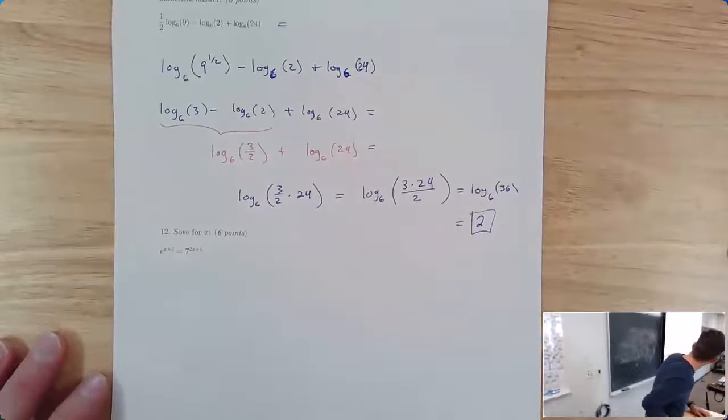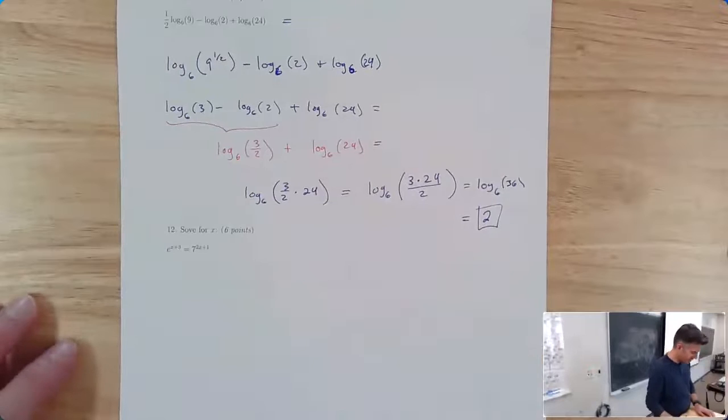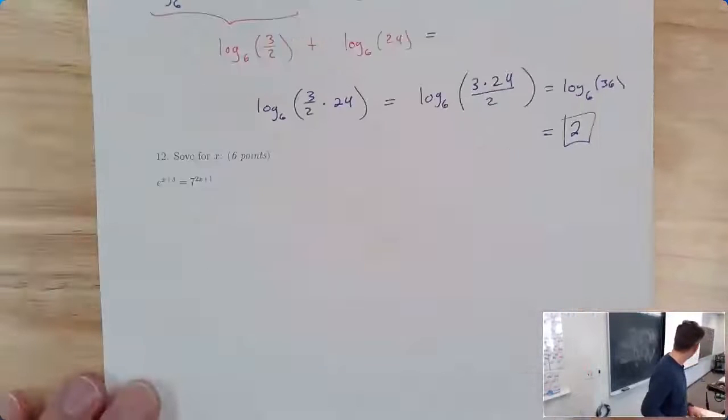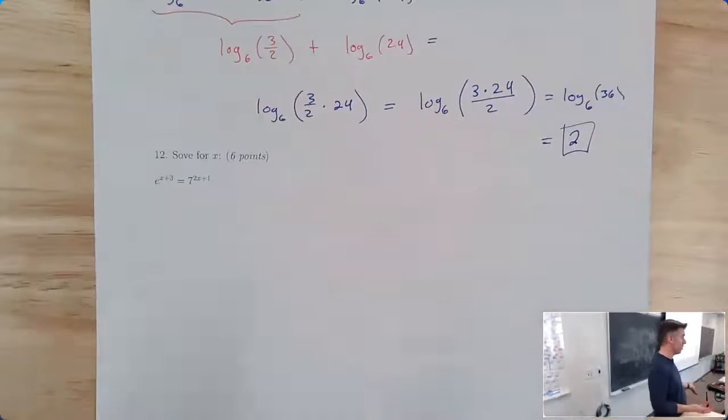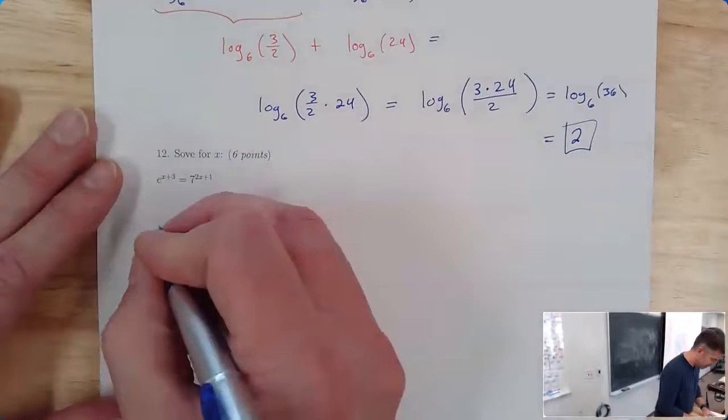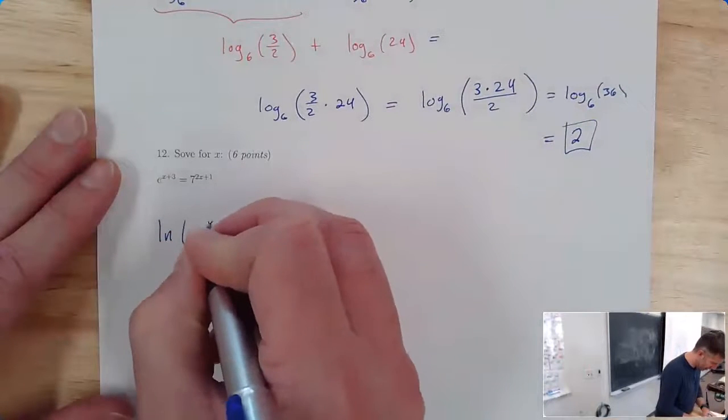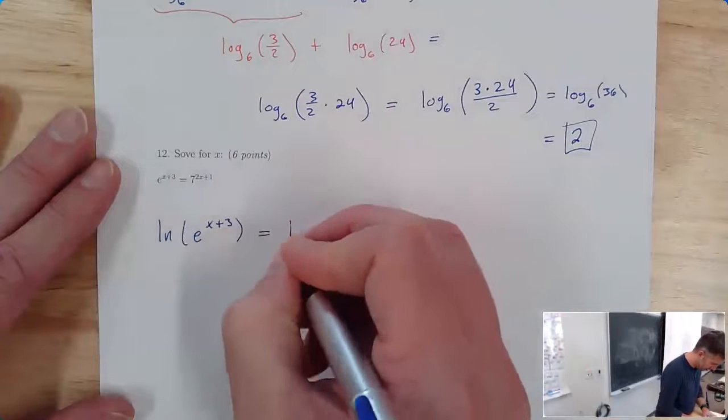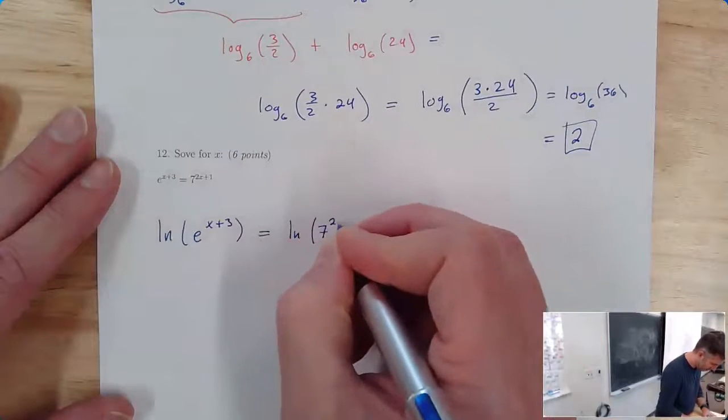Solve for x. I've got e to the x plus 3 equals 7 to the 2x plus 1. And so seeing that I have an e to the something, it is definitely a good idea to use the natural log. You can certainly use a different logarithm, but it is generally the nicest to use the natural log because that base will end up going away. So I'm going to write this as the natural log of e to the x plus 3 equal to the natural log of 7 to the 2x plus 1.